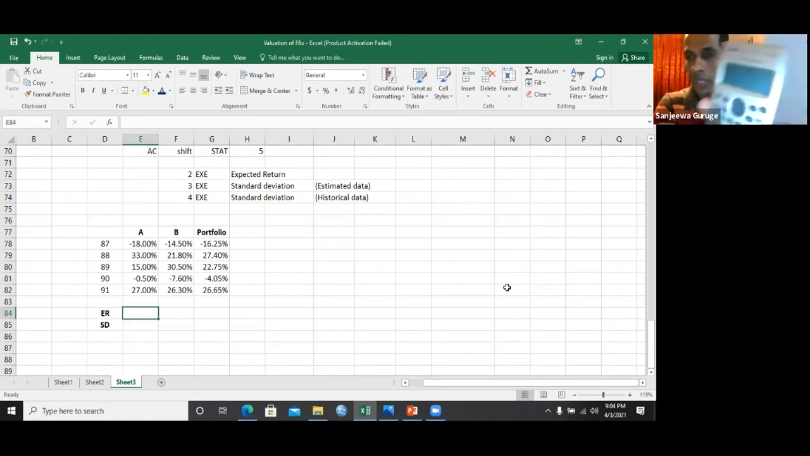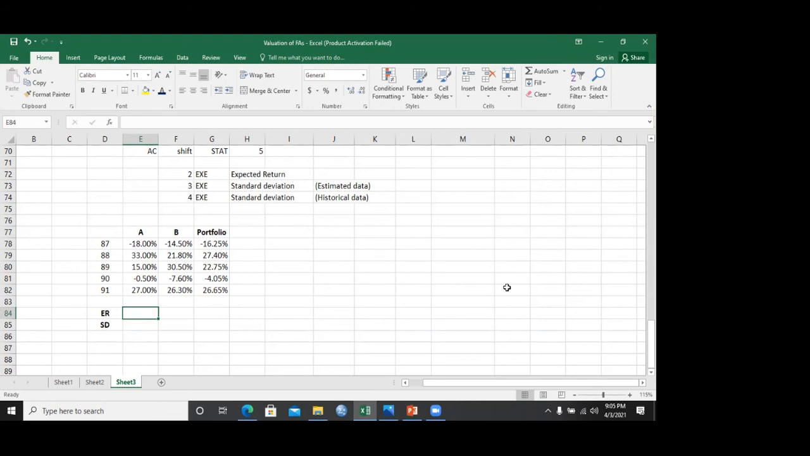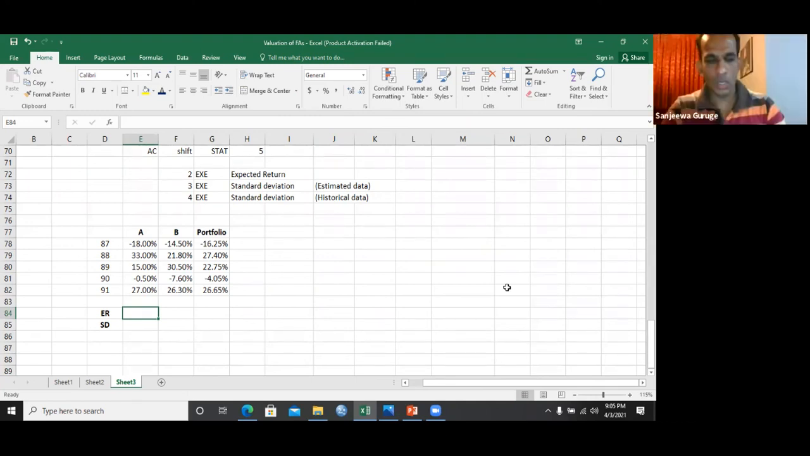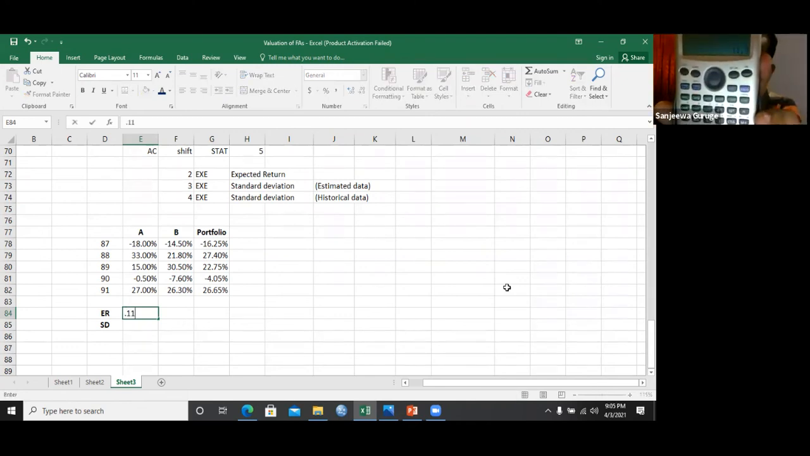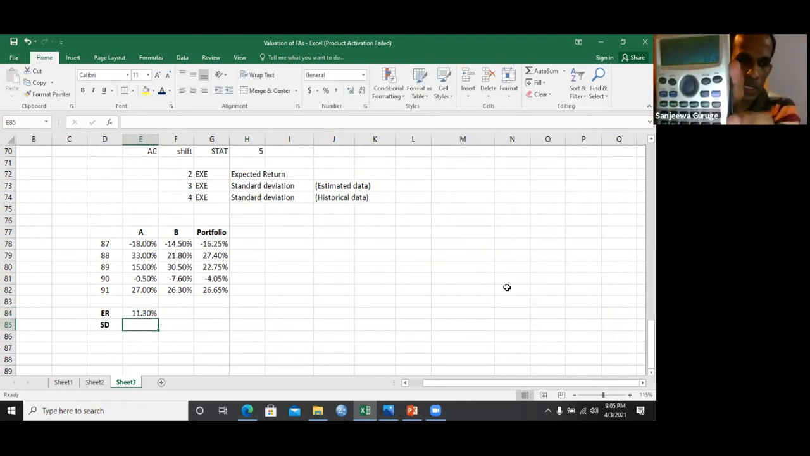When you press 2, you get the expected return. What is the expected return? Expected returns are 10.4%, 11.3. Standard deviation 21.51. Is that the answer you got? 11.3, right? So we get 11.3% as the expected return.